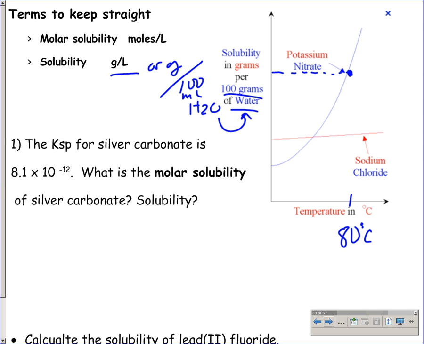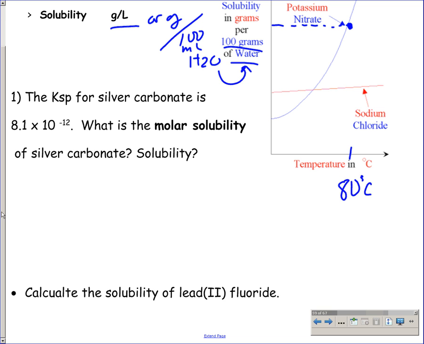Okay, so I'm going to go through these first couple kind of slow, and then I'll go faster because you'll get the hang of it. So the Ksp for silver carbonate is blah. What's the molar solubility? When I say solve for the molar solubility, first of all, let's figure out what's silver carbonate.